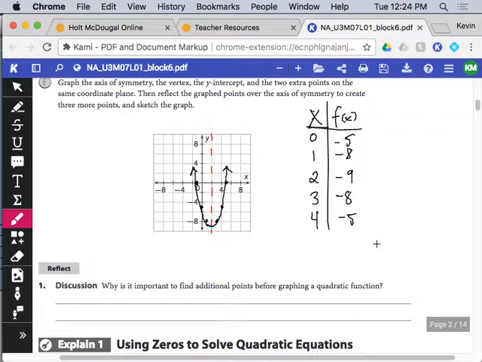Any questions on that? Good? Solid? Good? Is that confusing? No? Okay. Just got to find it like that.